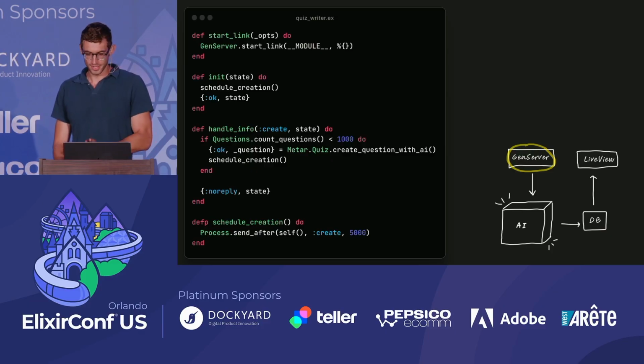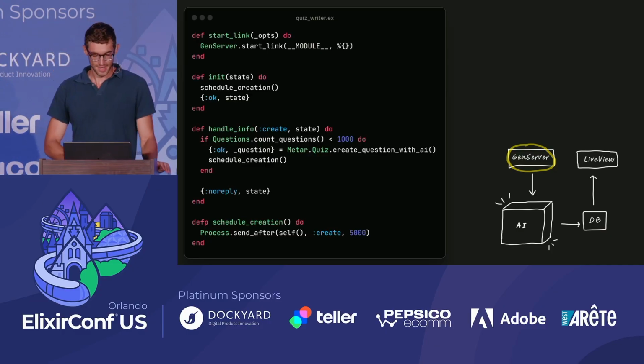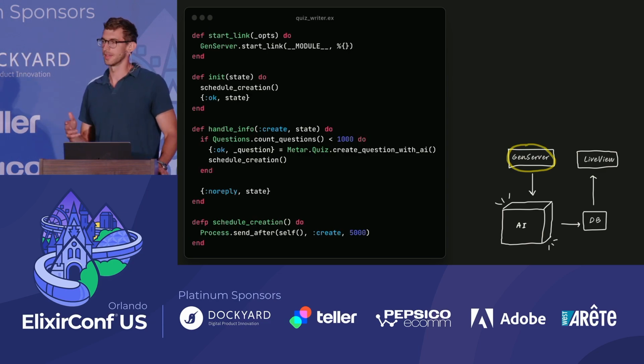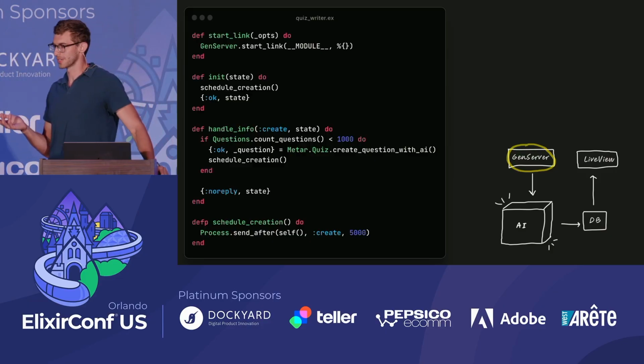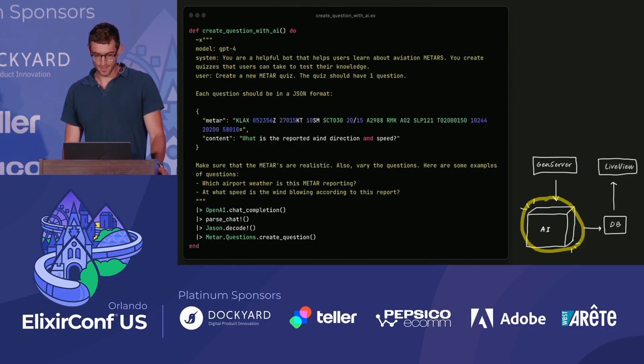But the general idea, step by step, is we have a gen server, which in this case is sending a request to itself every 5 seconds. And in our handle info function, you can see if the count of the questions is under 1,000, then we will create a new question with AI. And so then we go to our magical AI box.